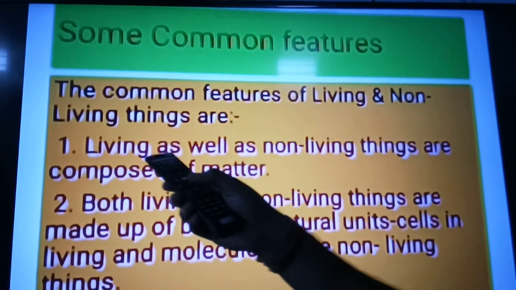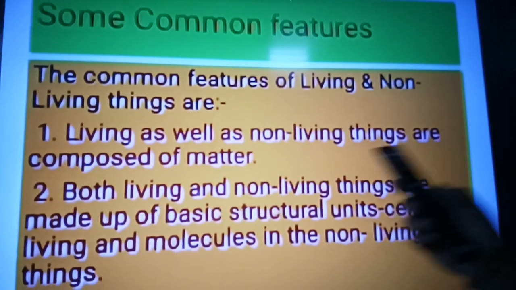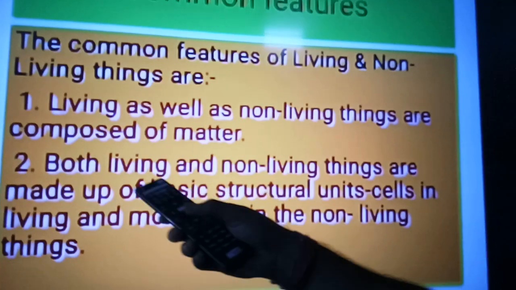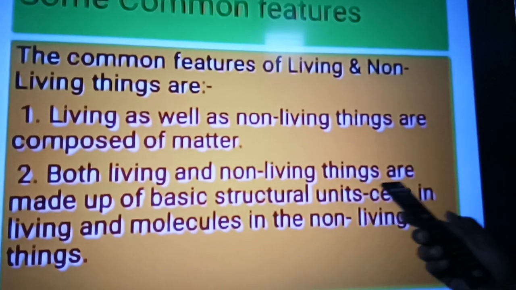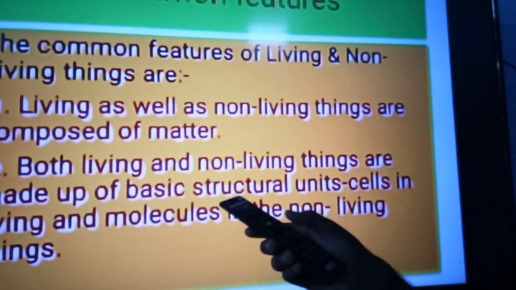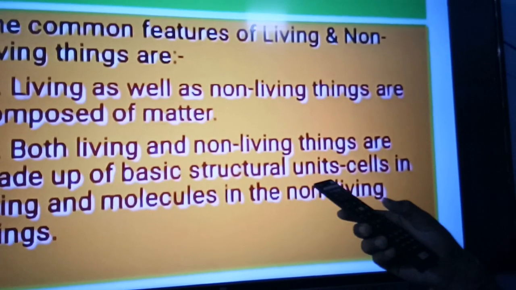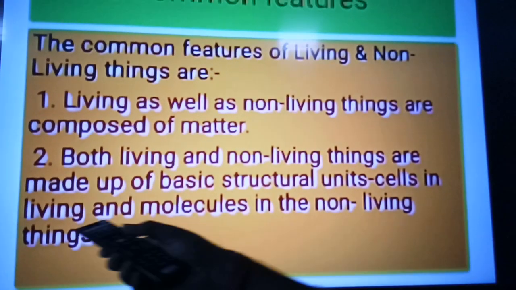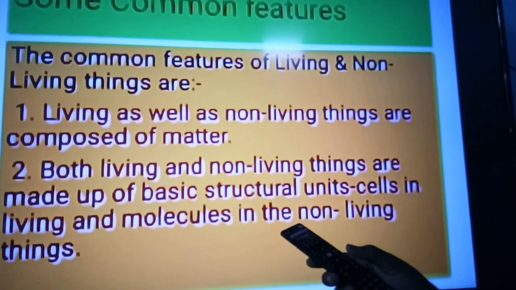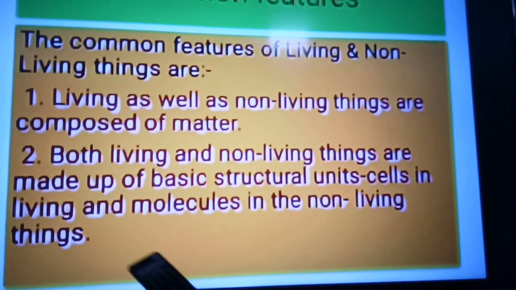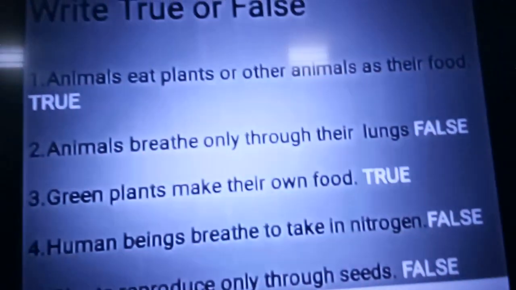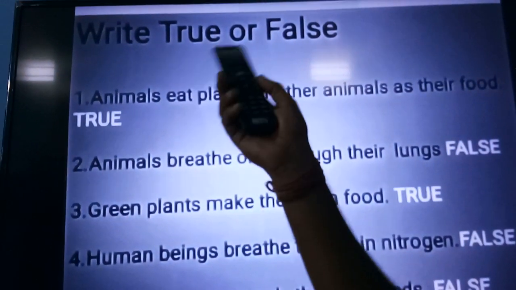In this way, there are some common features in both living things and non-living things. First, living things as well as non-living things are composed of matter. Both living things and non-living things are made of basic structural units, cells in living and molecules in non-living things.